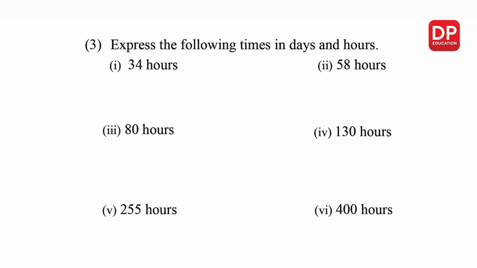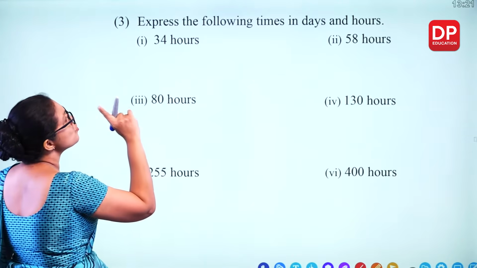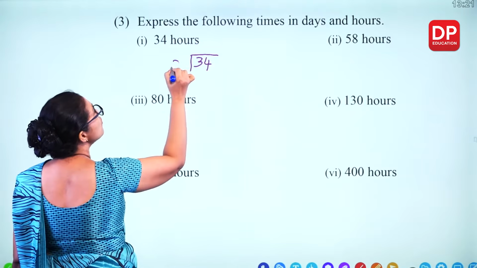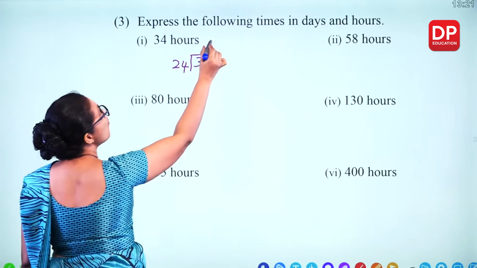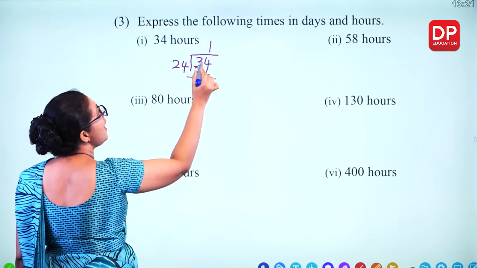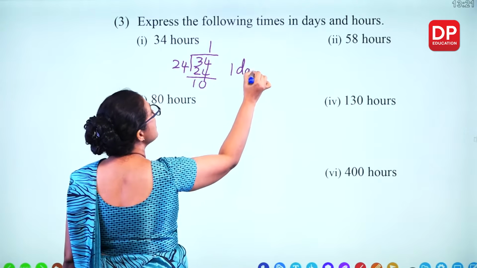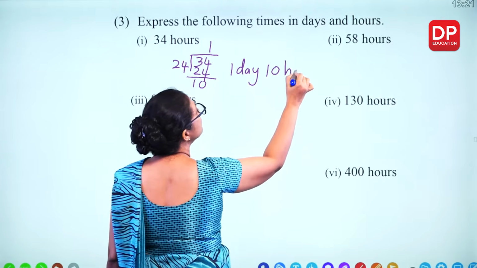Express the following times in days and hours. So you have to write down the remaining part. So we'll do, this is hours to days, divide by 24. We do long division, it's easy to identify the remainder. 1, 24 and 10 remaining. 1 day and 10 hours.